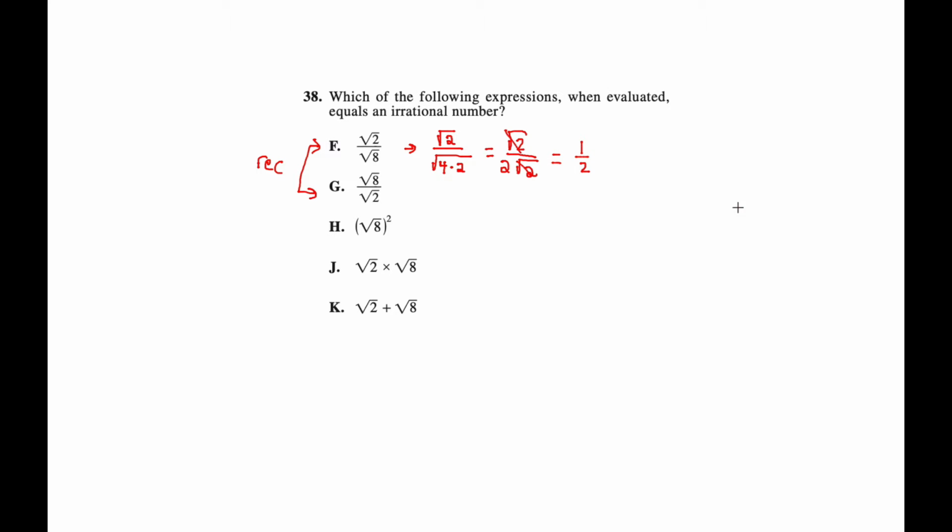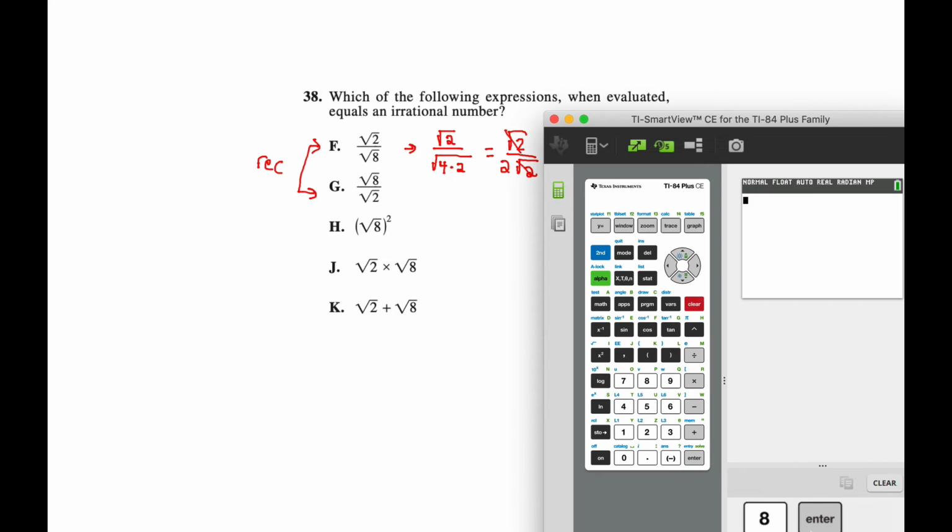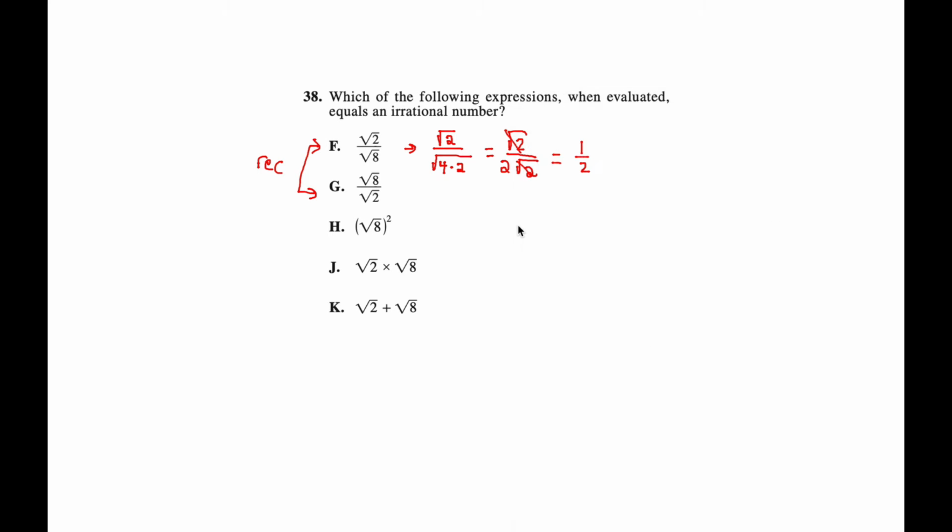Another way of seeing this, if you're not as familiar with simplifying radicals, is we could also just plug this expression into our calculator and see what comes out. So we have radical 2 divided by radical 8, and that gives us 0.5, which is the same thing as 1 over 2. So we see that either way, we don't even need to know this process of simplifying radicals to translate this into something a little bit easier to interpret.